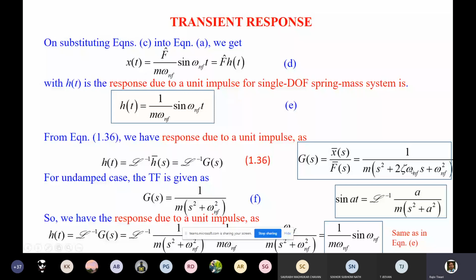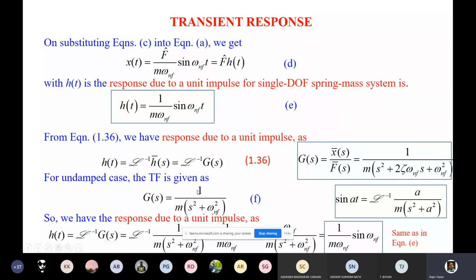So if we ignore the damping, this term will be gone. 1 by s square plus omega n square will be there. There will not be a zeta term. So that is similar to this expression. Okay, so G(s) is this for the without damping case.